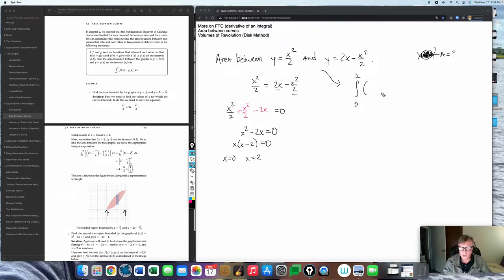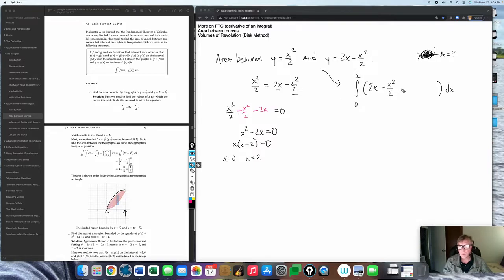an upper function minus a lower function. Now we got to figure out which one of these functions is on top, and just by a little bit of intuition, I know that the downward parabola has to be on top and the upward facing parabola, or the concave up one, is on the bottom. So this particular function is going to go first. This is the upper function. This is the one on top down here.